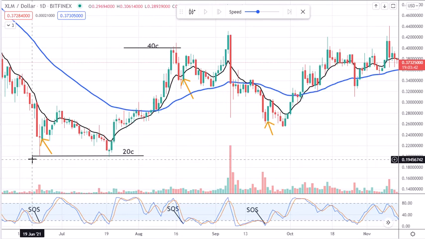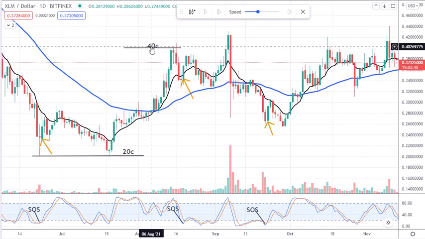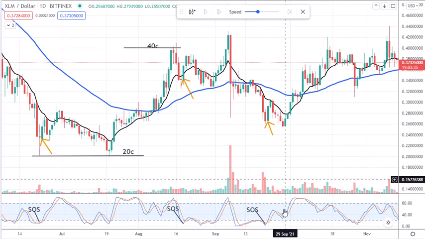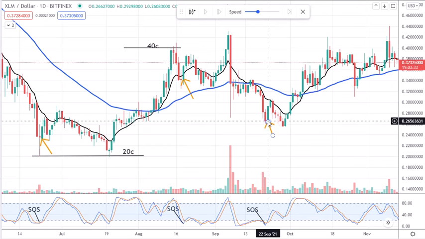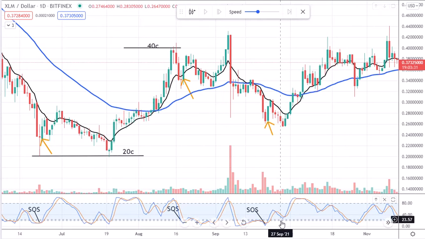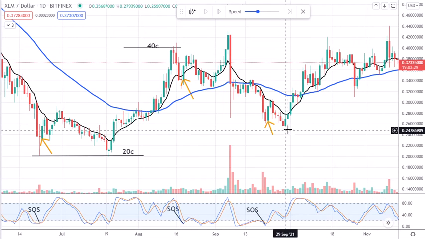But anyway, if we have a look at what happened here, this is 20 cents and this is 40 cents. So it's gone up 100%. And then it's kind of failed after that. Here we've got stochastics oversold, another reversal. And here we don't have stochastics oversold, but we do have an engulfing pattern, almost actually.